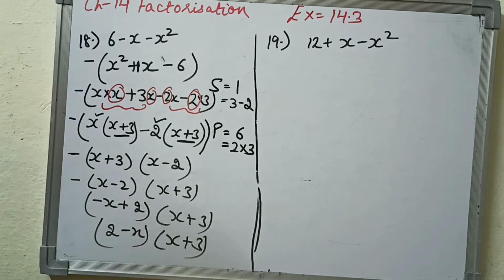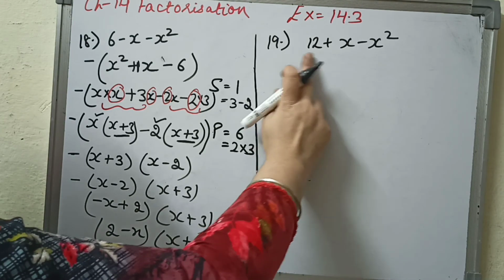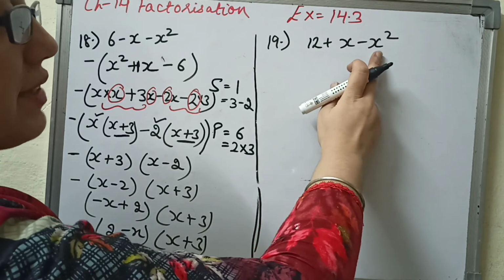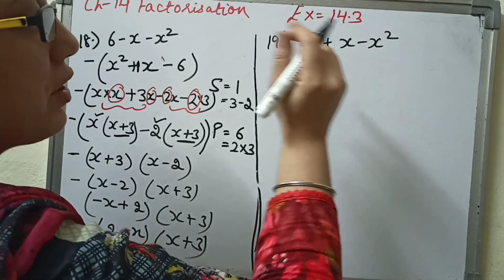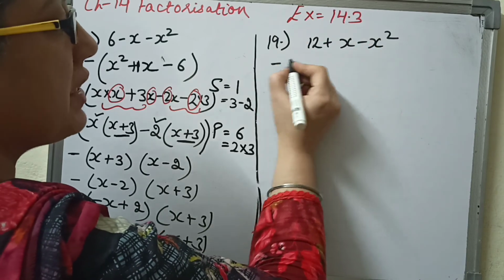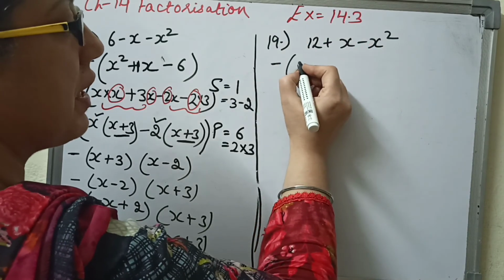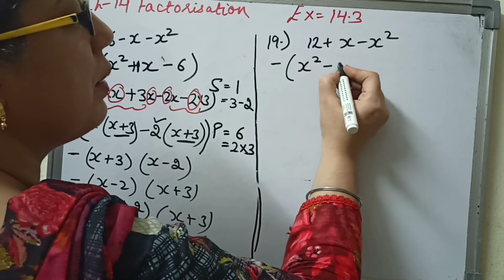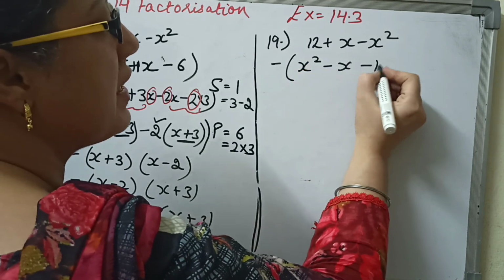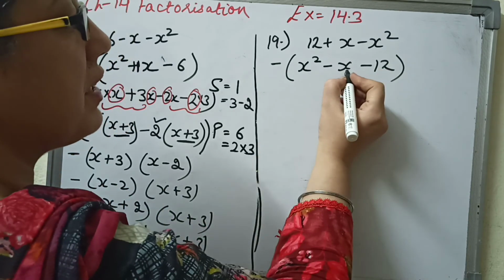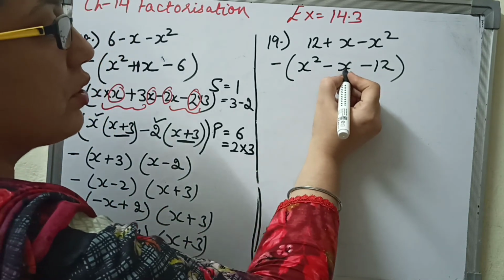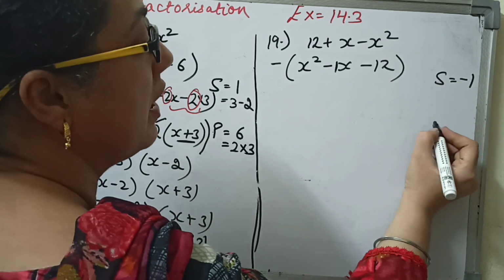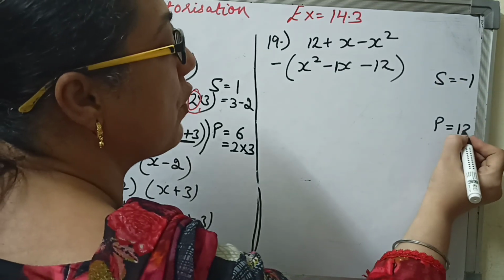Same method we are using in sum number 19, and the statement is 12 plus x minus x square. First of all, we make the coefficient of x square positive by taking the negative sign outside the bracket, and so the terms inside the bracket are x square minus x minus 12. Again split the middle term. As you know, the coefficient of x is 1, so the sum is minus 1 and the product is minus 12.